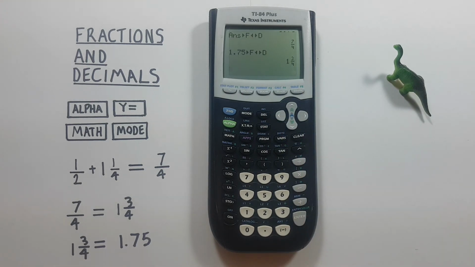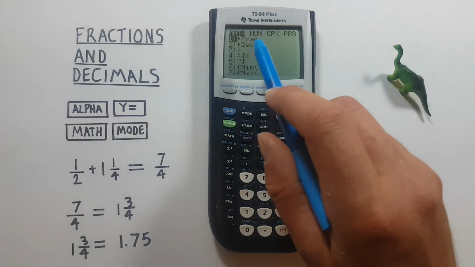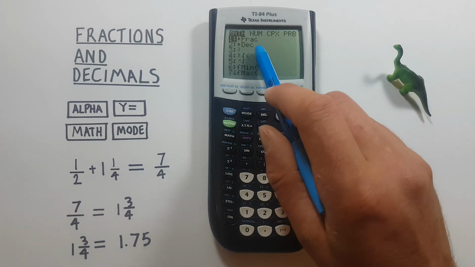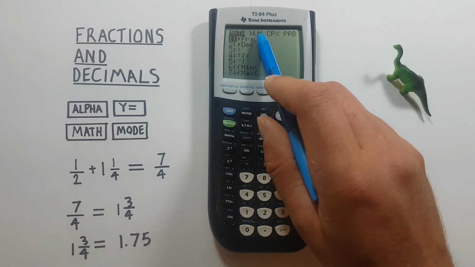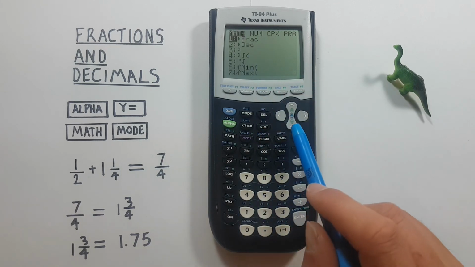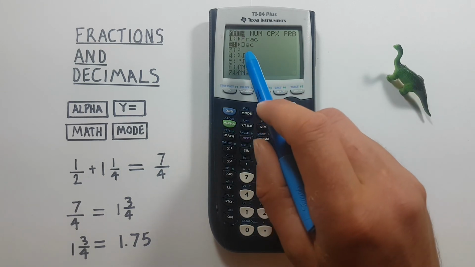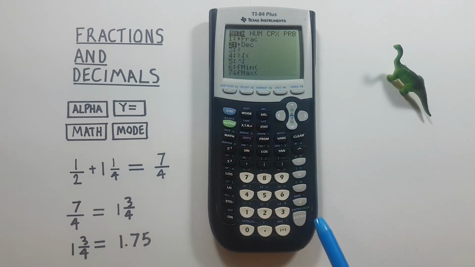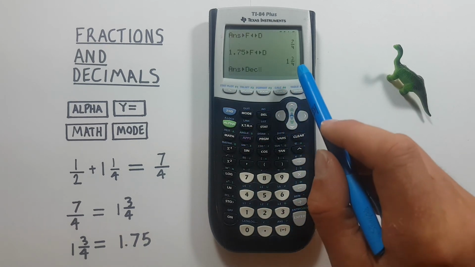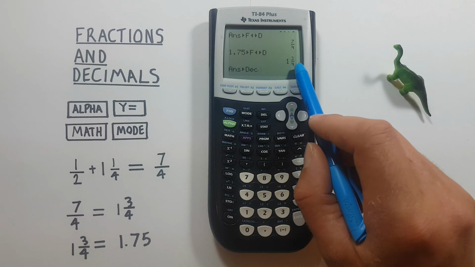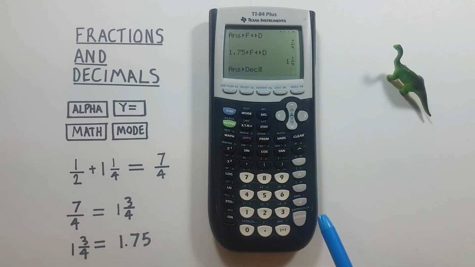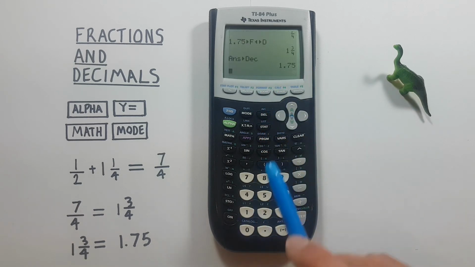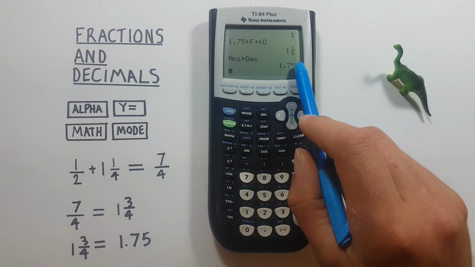Another way we can convert this is with the math key. So if we press that, that'll bring us to this menu here. You see we have a fraction and a decimal option here. Well, we already have our result in fractions, so if we go to decimals, that's convert to decimals, press enter. Our answer, remember, was 1 3/4, and we want to convert that to decimals. We press enter. You see we get 1.75.